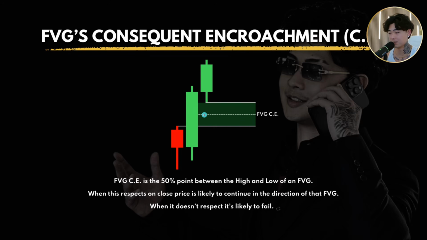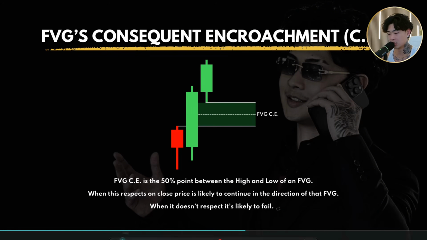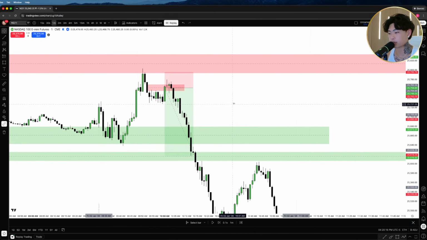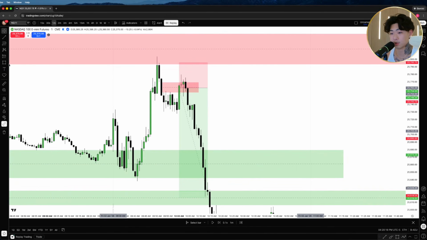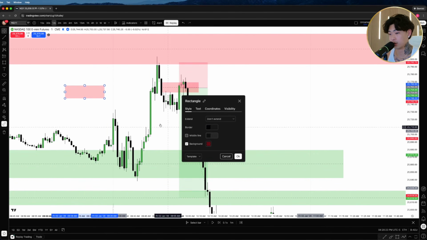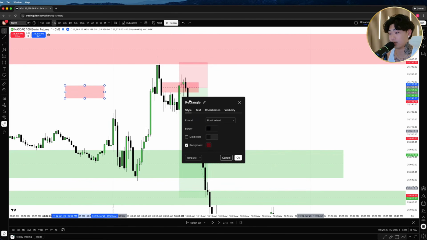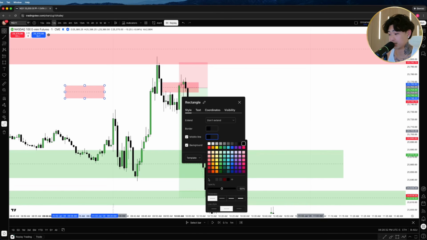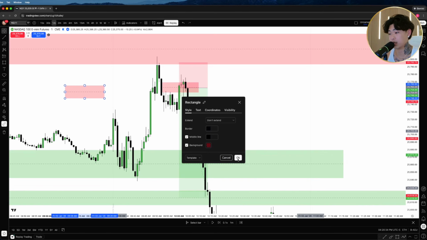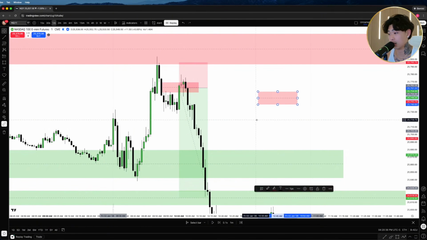But when it doesn't, and you see candles closing past this or displacing past this consequent encroachment, that is a sign that the gap may fail. So we'll go ahead and show you how to turn that on as well. Basically, all you got to do, because when you use this rectangle tool by default, it'll have this turned off. It'll look like this. So what you got to do is just double click that, go to style, and then go to middle line. You can adjust the opacity, you can adjust the color, but that'll put that middle 50% line on your fair value gap.